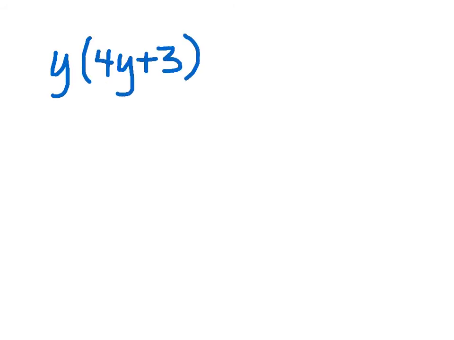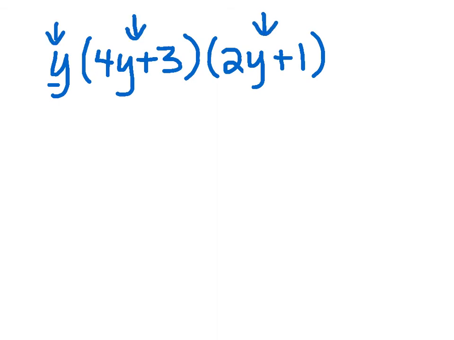One other elaboration on this theme would be if I say y times 4y plus 3 times 2y plus 1. As you can see, I've got 3 things multiplied together. I haven't seen this y out here before. But let's not forget, these are really representing numbers. This is a number. This is a number. This is a number. And when I multiply them together, I will get their product.